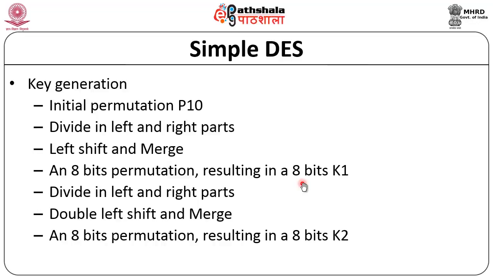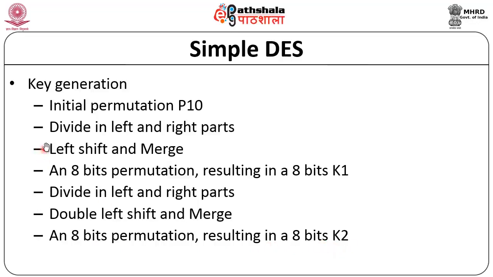Why do we need an 8-bit key? Because the input block is only 8 bits in size. So we need to compress this 10-bit key to an 8-bit key so that we can do the encryption process. Now you can see one additional thing here in round 2: a double left shift, whereas there is only a single left shift in the first round. In the second round we have a double left shift and merge, and an 8-bit permutation resulting in the 8-bit K2.